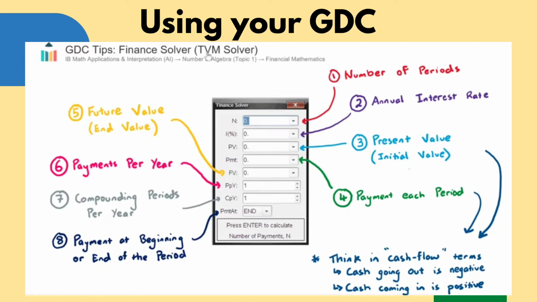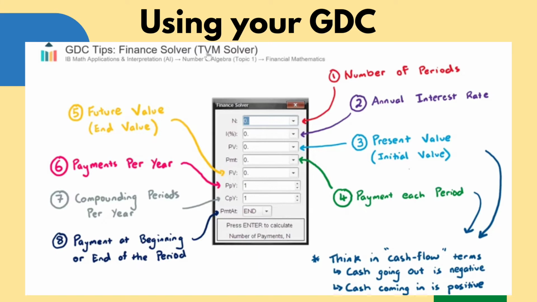Next is the present value or initial value. We can understand this present value as the initial money that we have from the start. Think of it as a cash flow. When the cash is going out, the value that we need to insert in the third section is negative, as an example, when we invest our money from our account into something. And vice versa, when the cash is coming in, insert the value in the third section as positive, as an example, when we receive a loan.